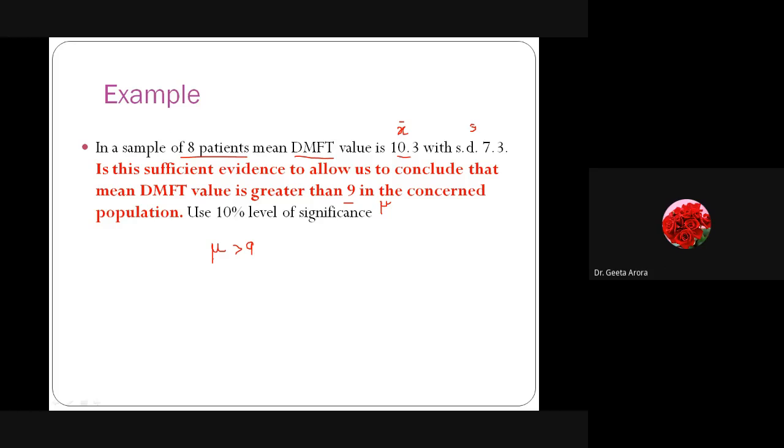Because here we have only the greater than sign, we will take less than or equal to in the null hypothesis, or only the equal to sign. Correct? So here we have the given things. Let's see how to do the calculation.